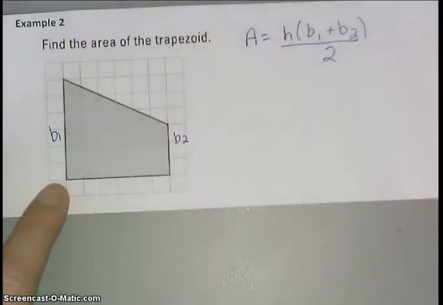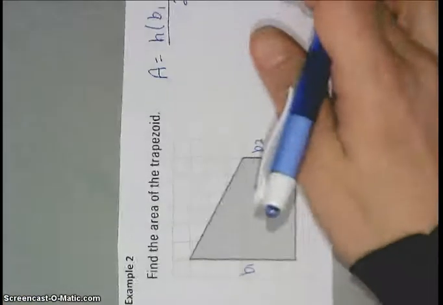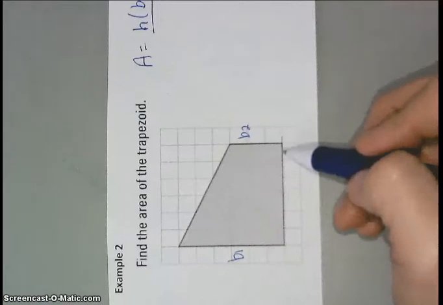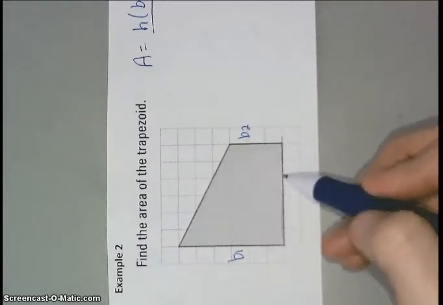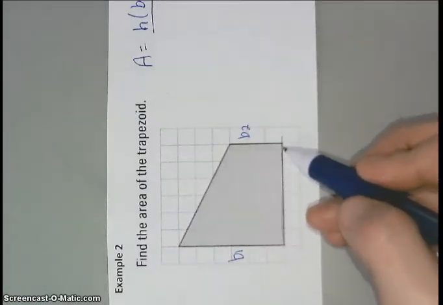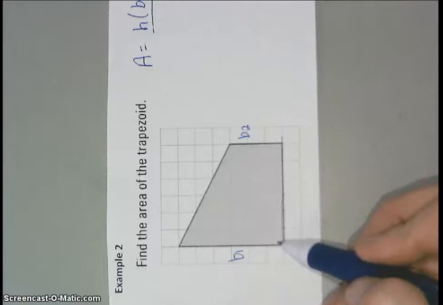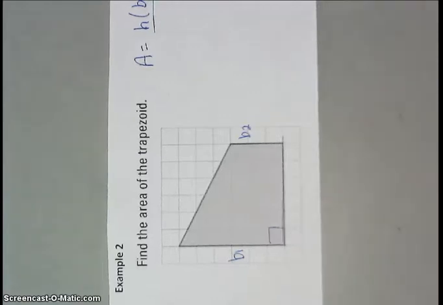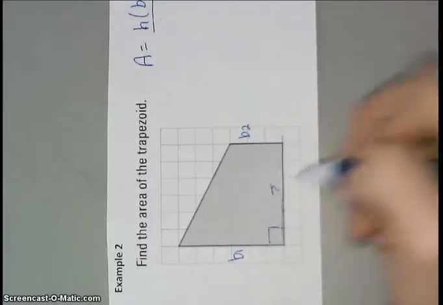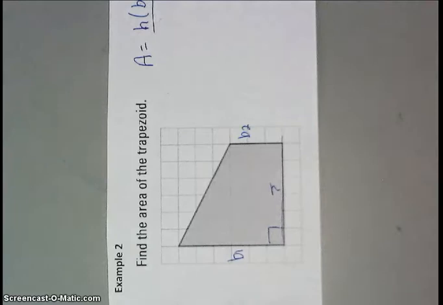Now to find the height, remember, that is that perpendicular line that goes from the top of the first base all the way down to the bottom base and forms that right angle. Okay, so this would be my height. And now all I have to do is count those unit squares.